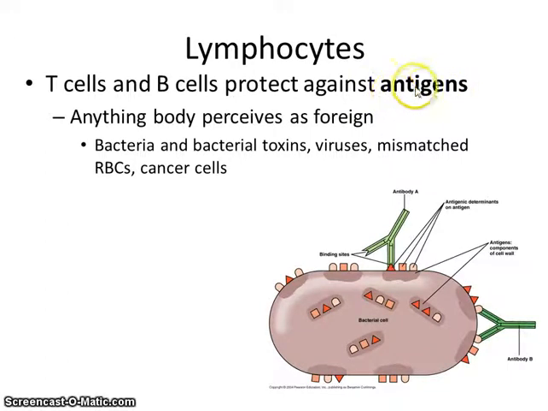Antigens are antibody generators. Anything that's foreign, we want to start an immune response. So anything that has different sorts of proteins on the outside, sugars, like glycolipids, we can make antibodies against.